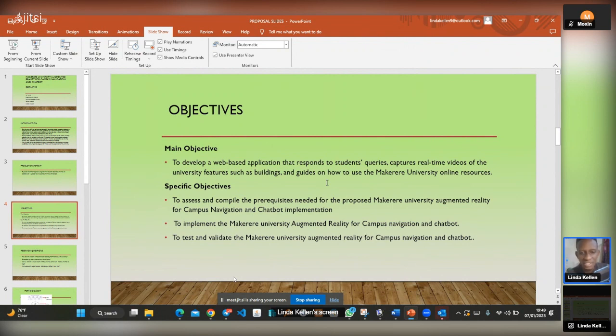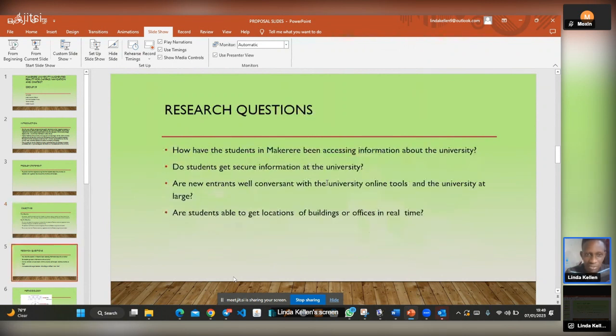After testing and validating this model, we are planning to implement it and also add in everything that is required by the different students to improve their stay while at the university. This brings me to the research questions.